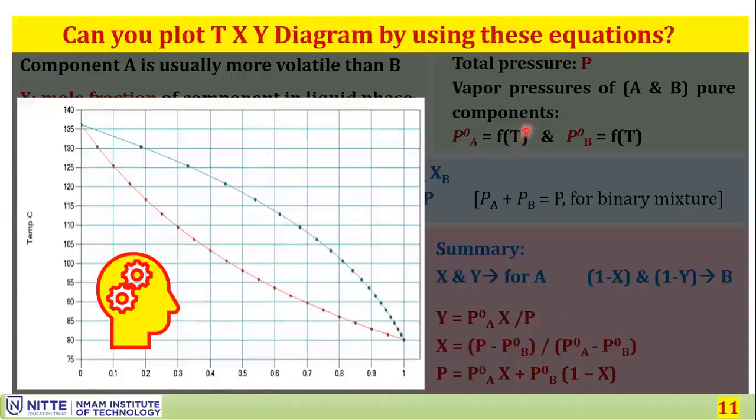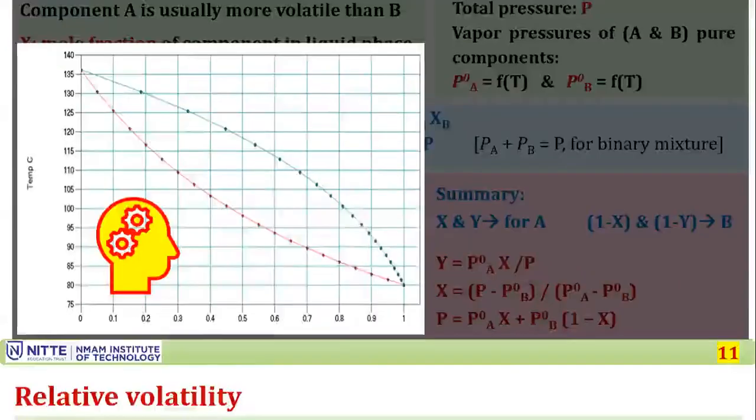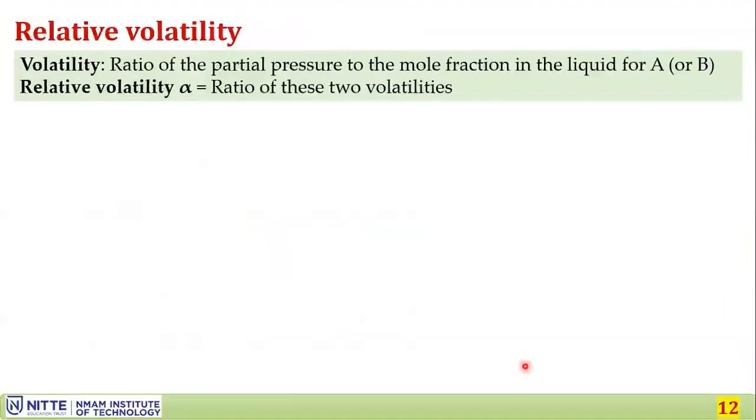Yes, we can plot it. You can see that vapor pressure is a function of temperature. Given the temperature, you can find out the vapor pressure. Given the vapor pressure, you can find out X and Y values using these equations, and you can plot it. How to do it? We'll solve a numerical and see. But before that, let us see one more topic called relative volatility.